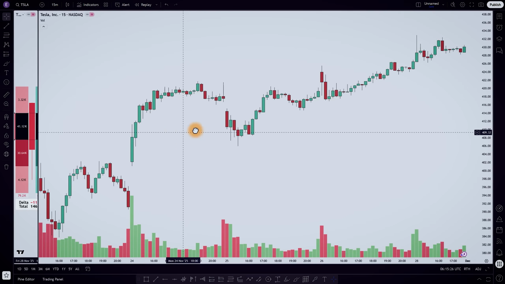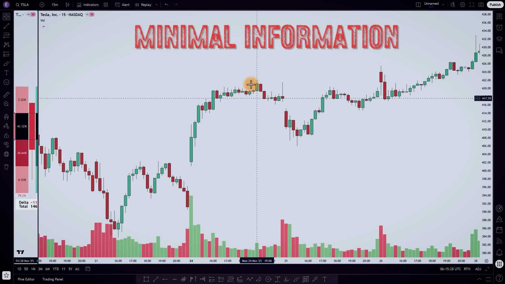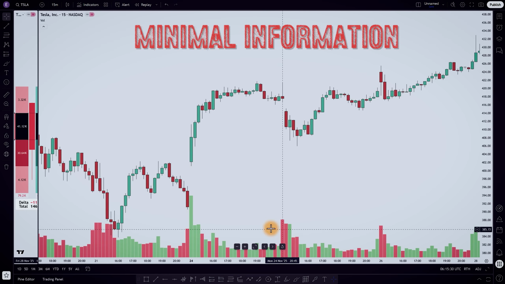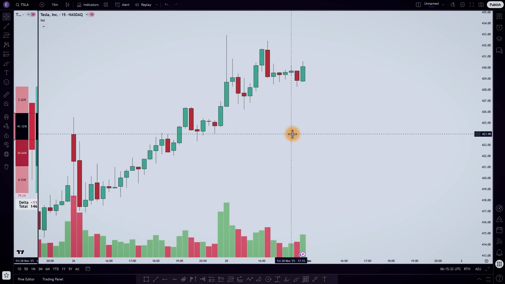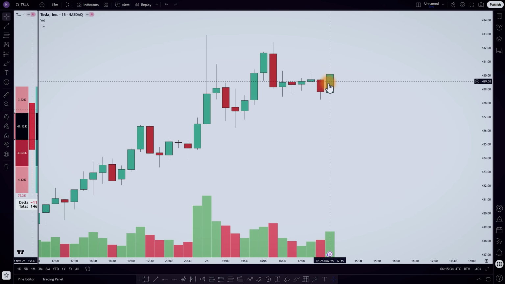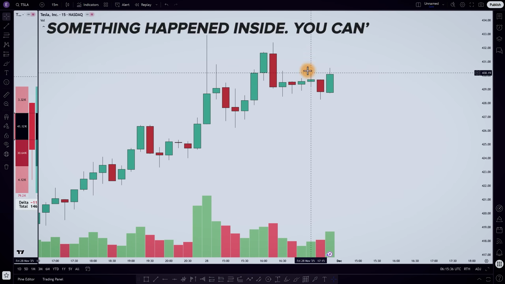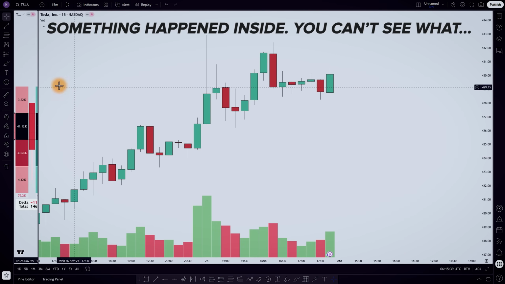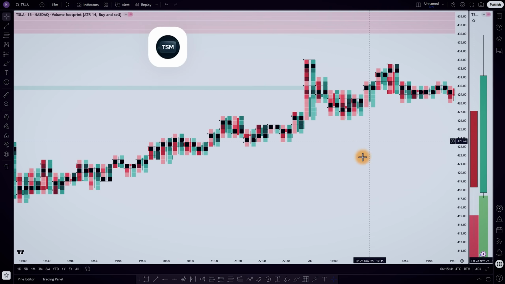Look at a regular candle on your chart. What does it tell you? It went up or it went down. Maybe you see some volume underneath. But that's it. That's all you get. You're looking at a closed box. Something happened inside. You just can't see what. A footprint chart opens that box.